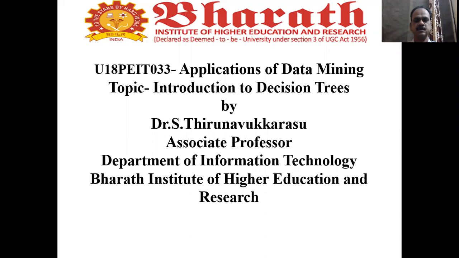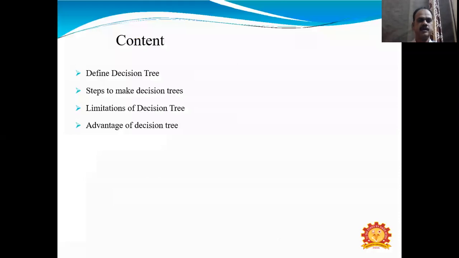So let us see the introduction to decision trees in applications of data mining. Here are given various categories of decision trees: the definition of a decision tree, steps to make decision trees, limitations of decision trees, and advantages of decision trees.